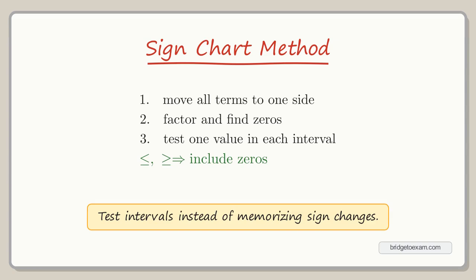Move all terms to one side, factor if possible, find the zeros, and test one value in each interval. Only include a zero when the inequality allows equality.